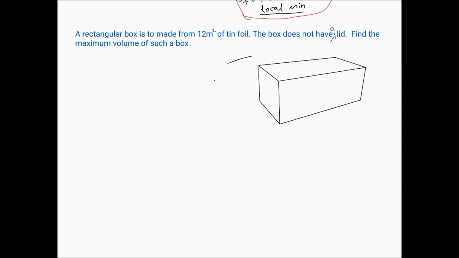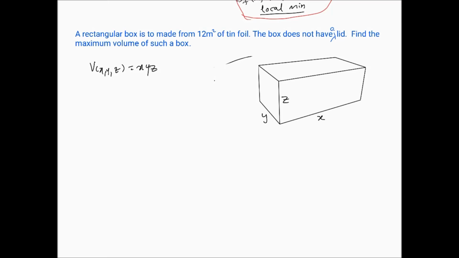So here's our rectangular box, and let's say it's not supposed to have a lid, for the sake of argument. So let's say this is your x along here, y along here, and this is, say, z. So we have our 3 dimensions. Now the volume, let's say v, which is a function of x, y, z, is of course xyz.